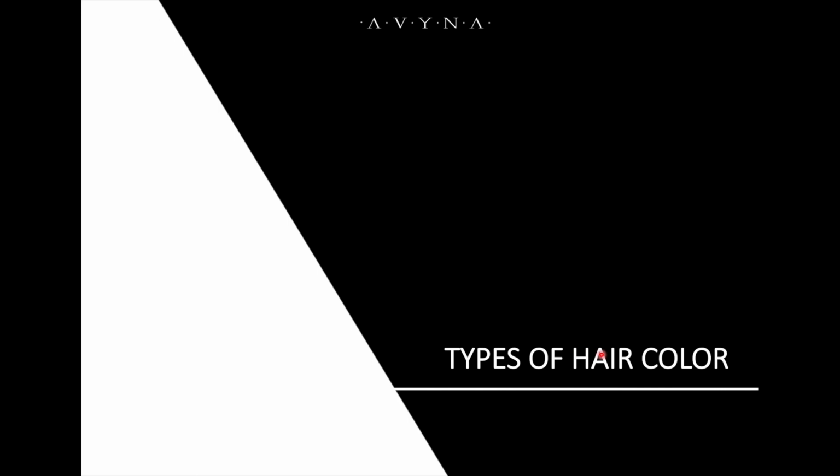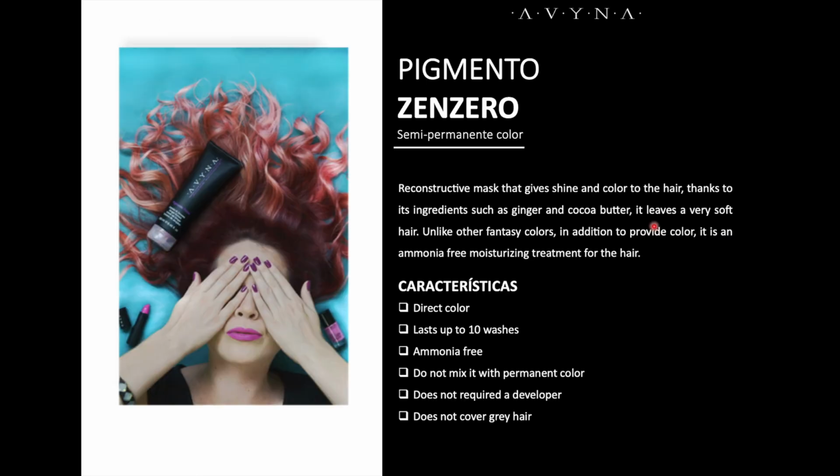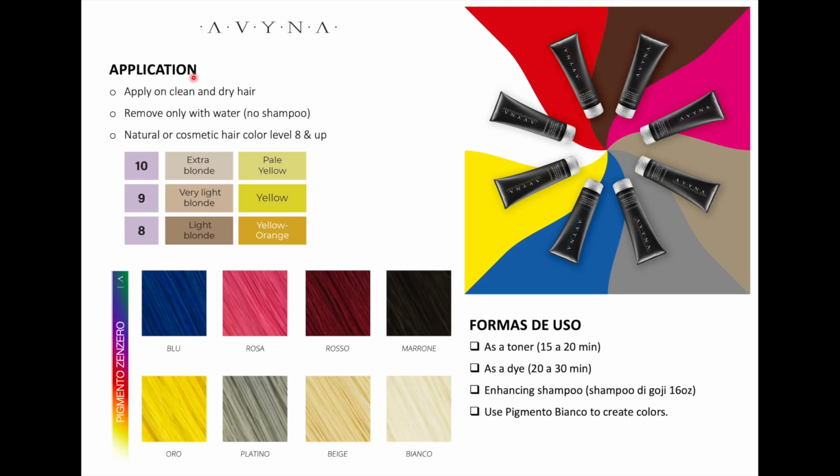Now let's talk about the two types of hair color we have. We have Pigmentosa, that is a reconstructive mask with color. This one, as we said before, is direct color, is ammonia free, it does not require a developer, and you cannot mix semi-permanent color with permanent color. As it does not require developer, it's not going to cover gray hair. It only stays in the cuticle.